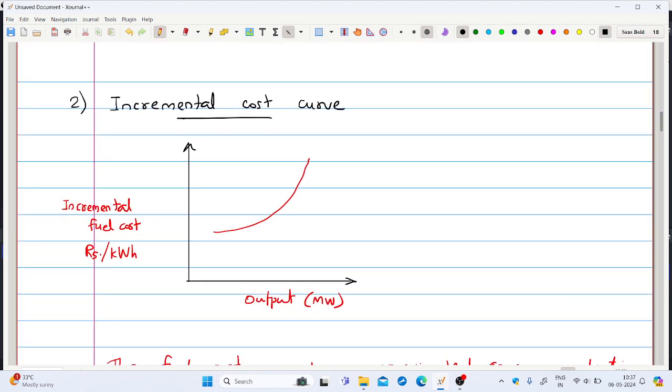Then the incremental cost curve. This is another important performance curve of a thermal power plant. Here we have on the y-axis cost per unit, that is rupees per kilowatt hour. Kilowatt hour is the number of units of energy. So per unit of energy, what is the price to be paid, in rupees. And on the x-axis you have megawatt.